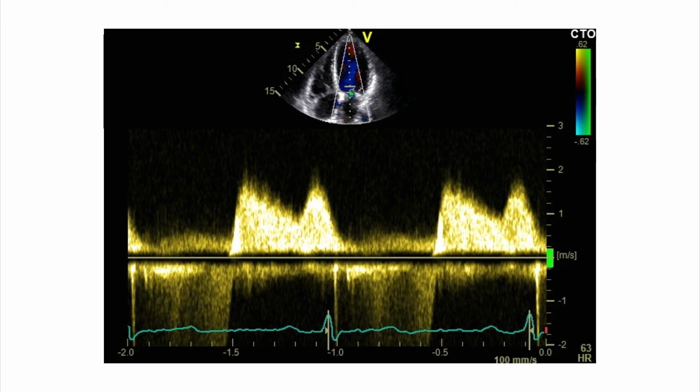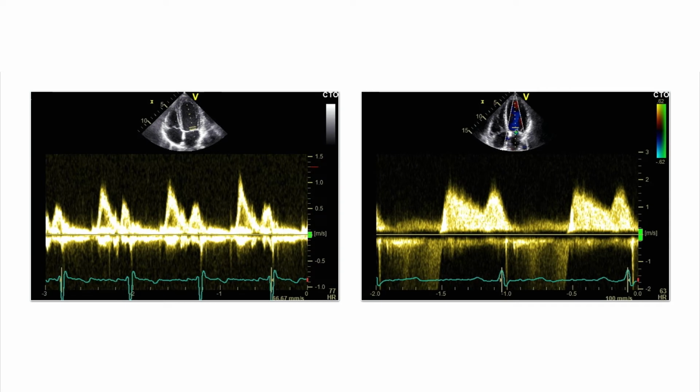To find out, I want to show you first a normal mitral valve spectrum where we see the typical features of the E wave and the A wave and a very steep deceleration which almost reaches the zero line, and compare it to the patient here.